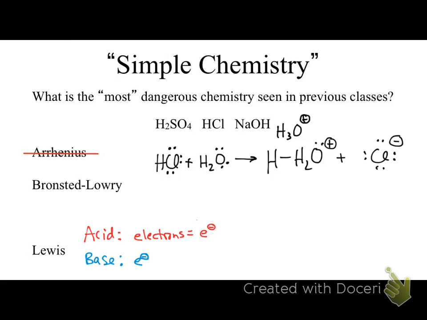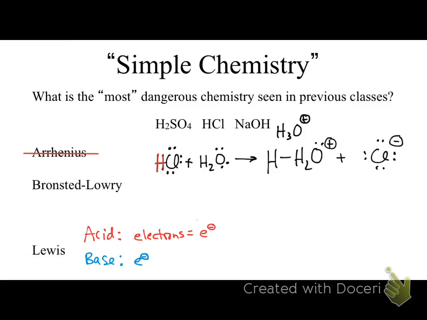Could we have predicted that from our understanding of differences in electronegativity? Or in particular, our understanding of what an acid is? What was the reactive part of HCl? Not H. Not just hydrogen. I'm being picky, I know. H plus, a positive hydrogen. What do we need to stabilize a positive hydrogen?